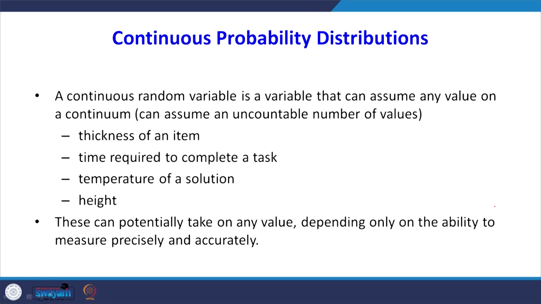Then we will go to the continuous probability distributions. A continuous random variable is a variable that can assume any value in the continuum, that is, can assume an uncountable number of values. Thickness of an item, time required to complete a task, temperature of a solution, height, these are examples of continuous random variables. These can potentially take any value depending only on the ability to measure precisely and accurately.